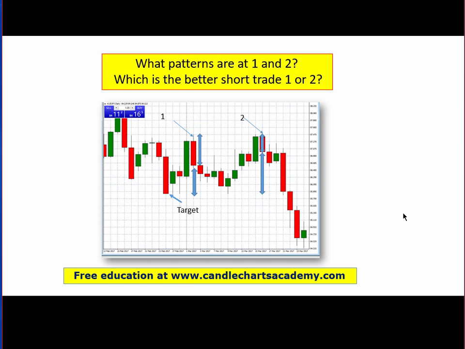So the correct answer to this is what patterns are at 1 and 2, obviously dark cloud covers. And the more important thing for your trading strategy is which is the better short, 1 or 2. And based on risk reward, the answer is 2.